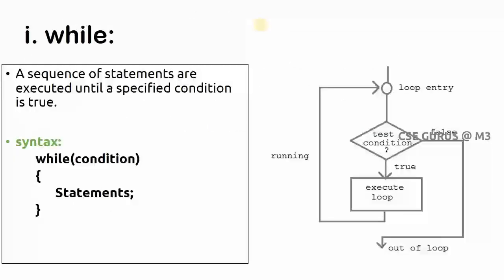If we come to the first one, the while loop, a sequence of statements is executed while a specific condition is true. So, while a condition, you can see the condition to be given here. If this condition is true, then only it enters into the loop, and again it goes back to the condition. When this condition is false, then only it comes out of the while loop. You can see this in the flowchart-like diagram: loop entry, it checks the condition. If it is true, it goes into the loop, executes, and again checks the condition. Whenever it is false, it comes out of the loop.